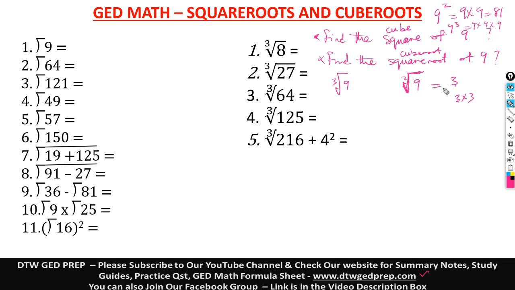Now when you have something like this, 3 times 3, which gives us 9, we call 9 a perfect square because it gives us whole numbers that we can multiply to get 9. I'm going to show you some examples where we encounter non-perfect squares, and you'll see that our answers are usually in decimal points when we punch them into our calculator.